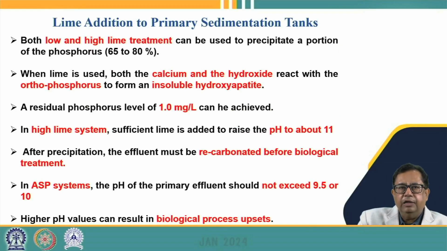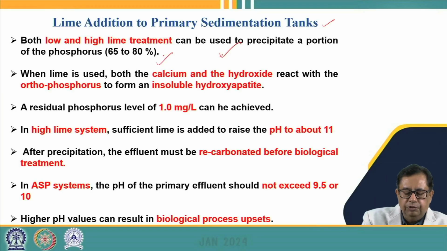So when we are adding lime to the primary sedimentation tank, we can go for low as well as high lime treatment, and it can lead to the removal of phosphorus of nearly 65 to 80%. And here the calcium and hydroxide can react with the orthophosphorus and form insoluble hydroxyapatite. And we can get a residual phosphorus of nearly 1 milligram per liter.